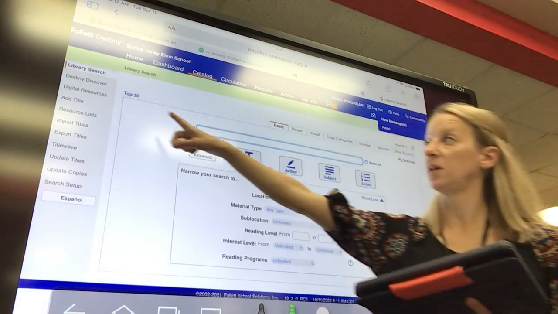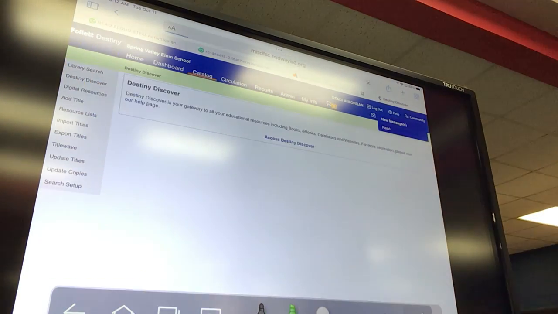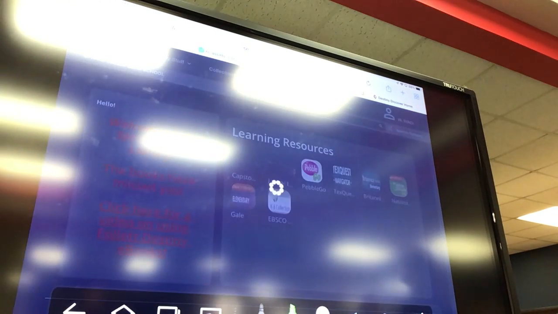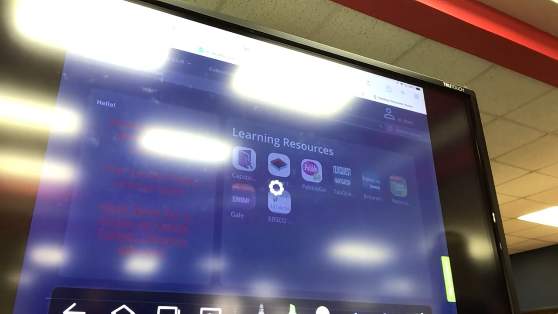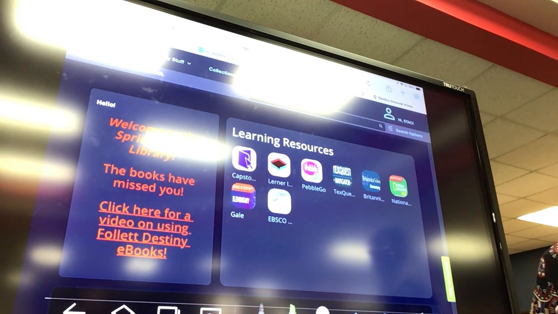So what we wanna do is we wanna go all the way over here to Destiny Discover. Last week we talked about credible sources. Do y'all remember that a little bit? Okay, we talked about what sources are good sources and what sources are bad sources. Today we're going into databases. So these are things you can trust to find information in, okay?